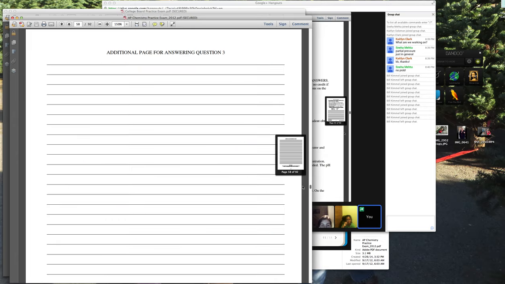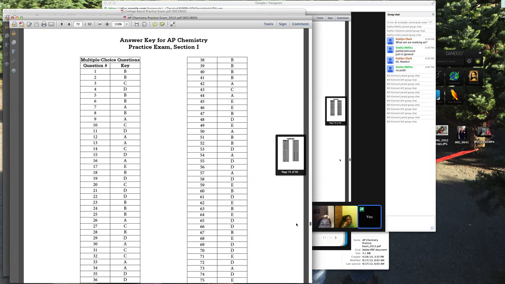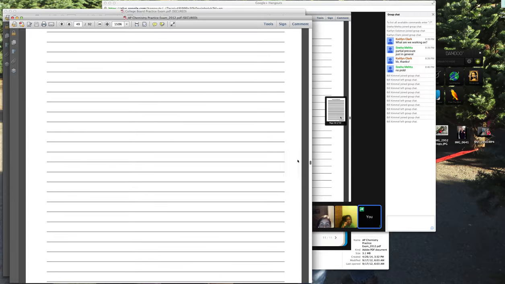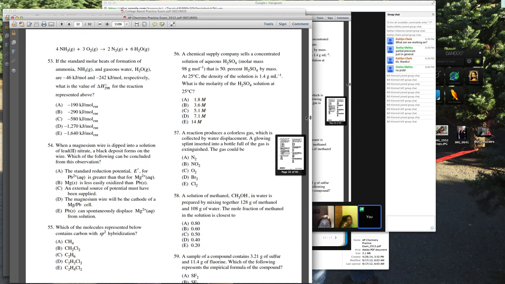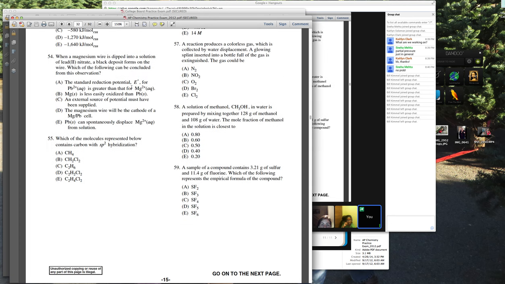So 54 was A, which is the one that I thought it was going to be. So the standard reduction potential E0 for lead is higher. Looking at this, B says magnesium is less easily oxidized. And I said, no, that one can't be right. It would have to be more easily oxidized. This one, C, an external source of potential must have been supplied. Like, you don't have the standard reduction potential table on the test, so you don't know for sure. So that's like a wild hair of an idea, and so it's just too crazy.